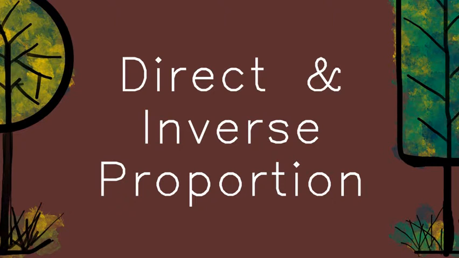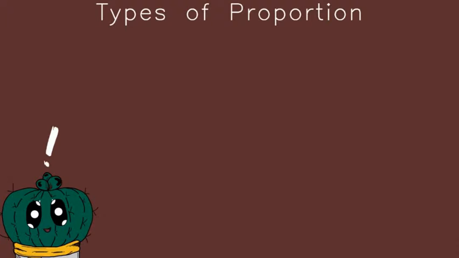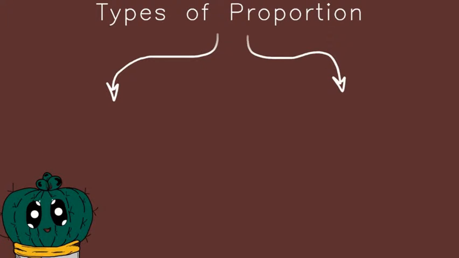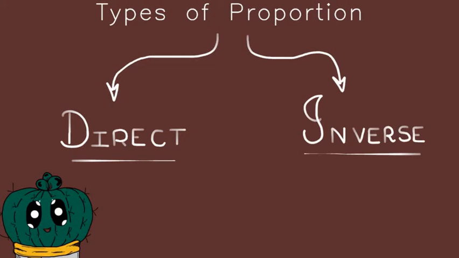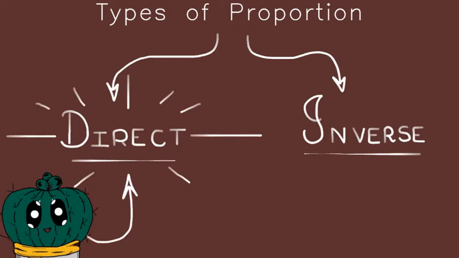Hello and welcome back. Right now we are discussing the two types of proportion, so let's get into it. There are in fact two types of proportions. One is called direct proportion, and the other is called inverse proportion, and there are slight differences in how we deal with each of them. Let's first talk about the direct one.